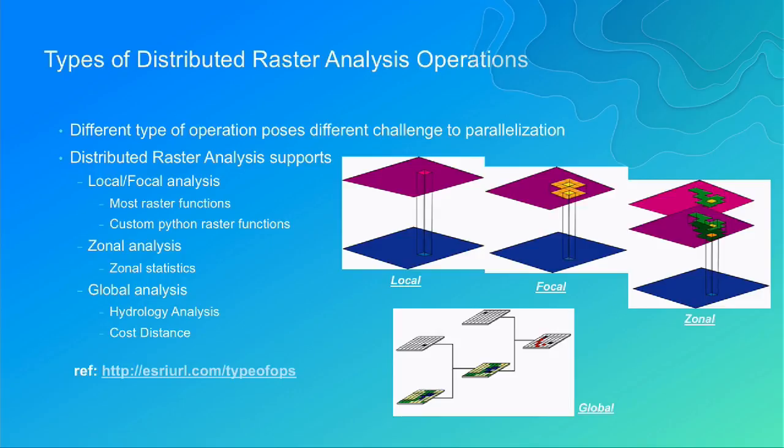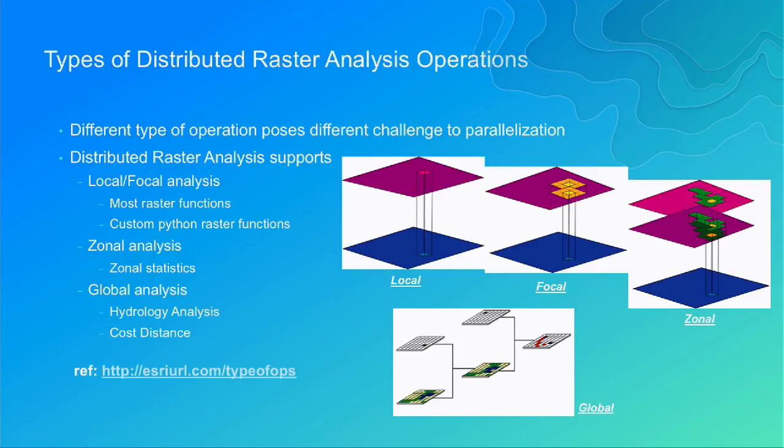So zonal statistics is not actually implemented using raster functions. It's still relying on the existing spatial analysis GP tools. There's also the more complicated global analysis workflows, such as the hydrology workflow or cost distance analysis workflow, right? All these analysis workflows we have to treat differently from the raster functions.